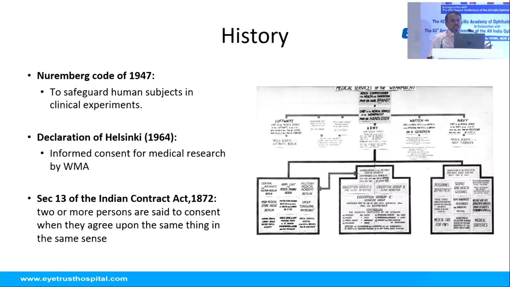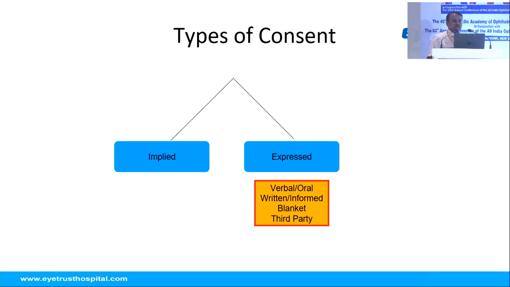So, consent started in 1947 with Nuremberg Code, then Declaration of Helsinki came in 1964, released by World Medical Association. And according to our 1872 Indian Contract Act, there was a provision for consent. So, what are the types of consent? It is implied consent and express consent. And under the express consent, you have verbal or oral, written or informed, blanket, and third party.